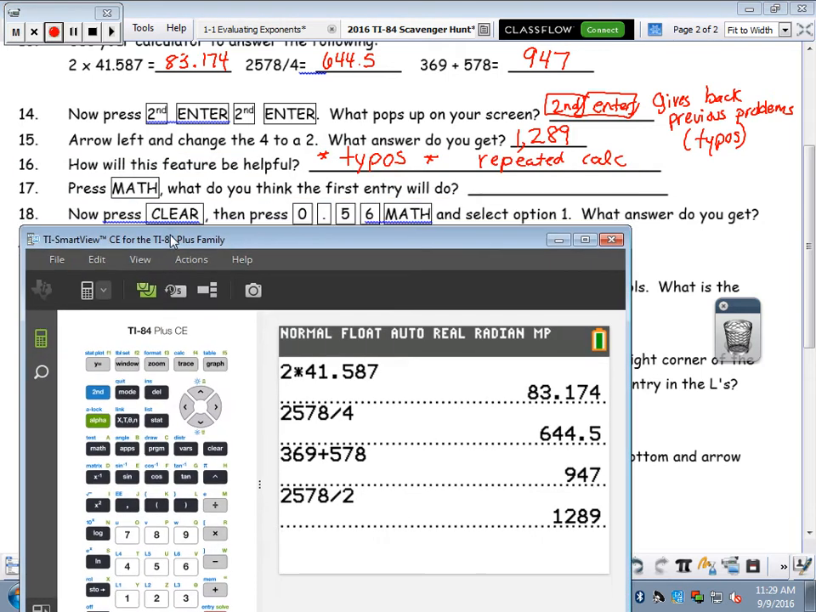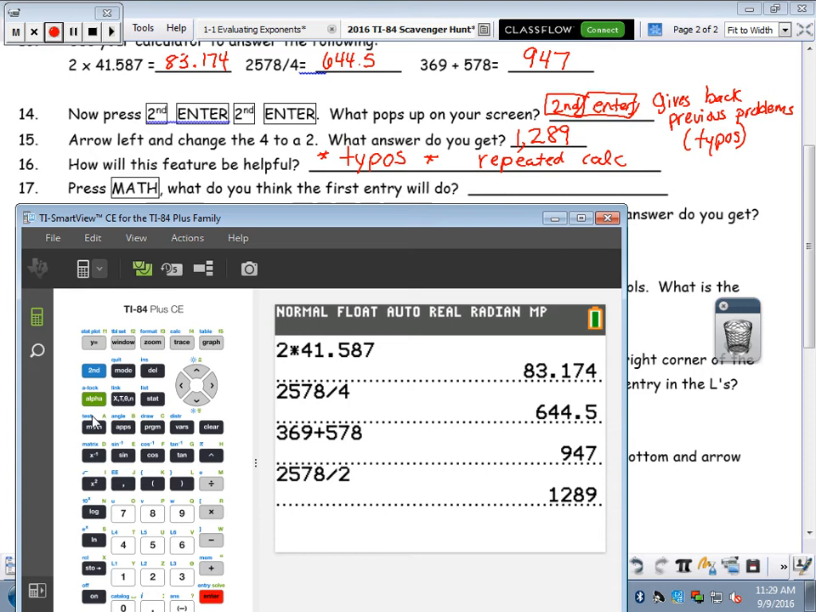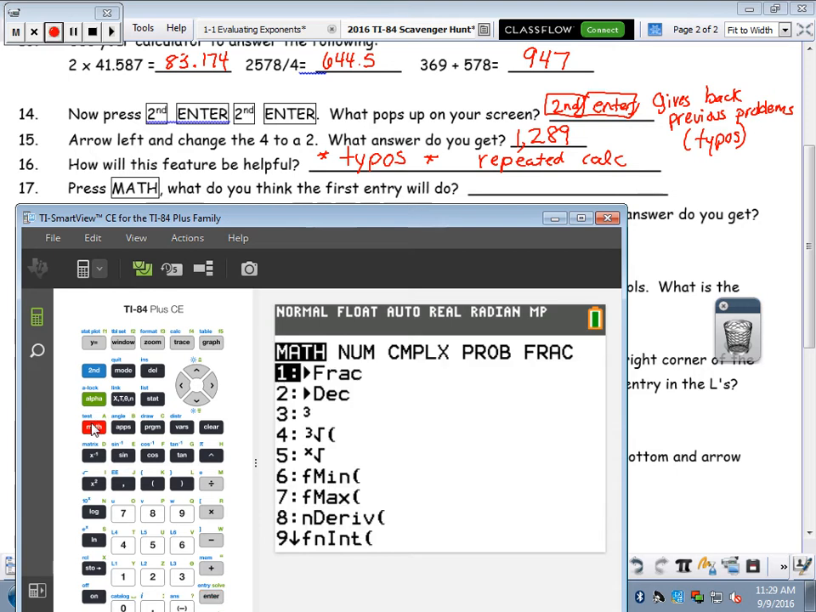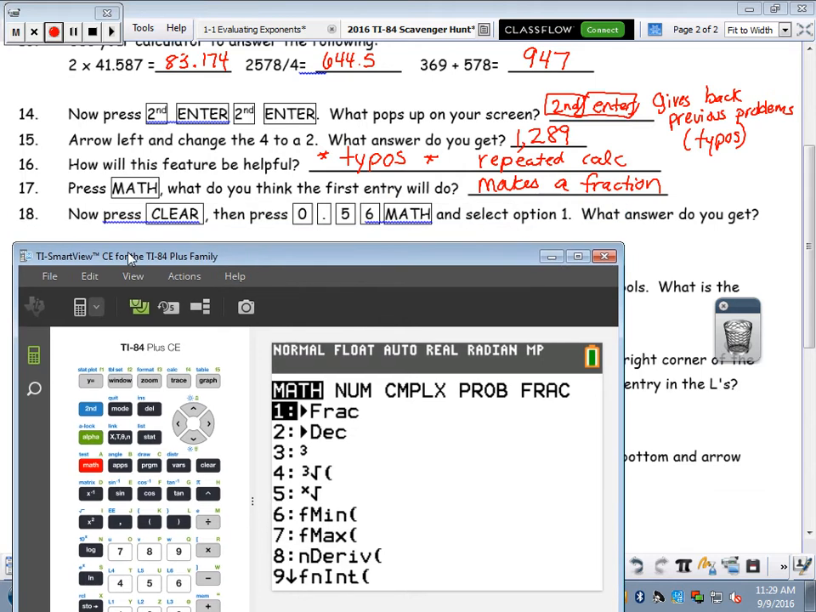Okay. Press math. All right, what do we think the first entry is going to do? Well, there's like an arrow and then frac. So what this does is it makes a fraction. Convert something to a fraction.